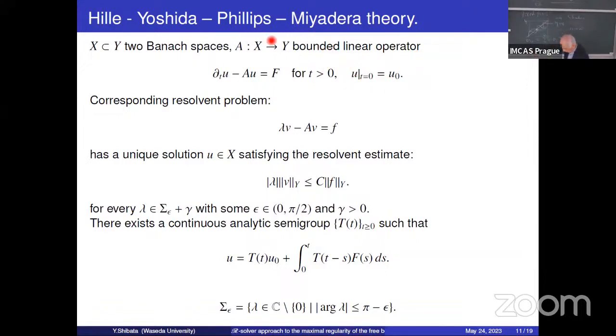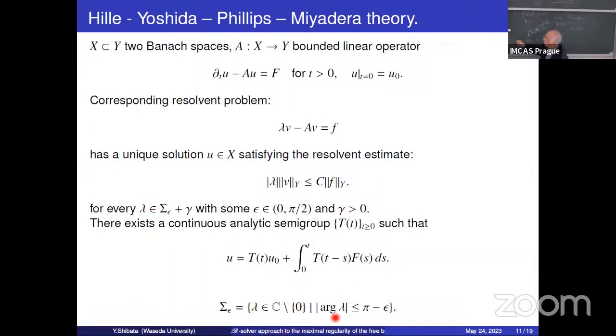Then the so-called Hille-Yosida method considers the corresponding resolvent problem. So d/dt of u is changed to lambda, the multiplication by a complex number lambda, and then you consider this equation. Assume that this equation has a unique solution v for u in X here, because the operator A goes from X to Y, therefore v should be in Y. Excuse me, it is v, not u. And then the important assumption is that this v satisfies the so-called resolvent estimate: lambda times v is bounded by f for any lambda.